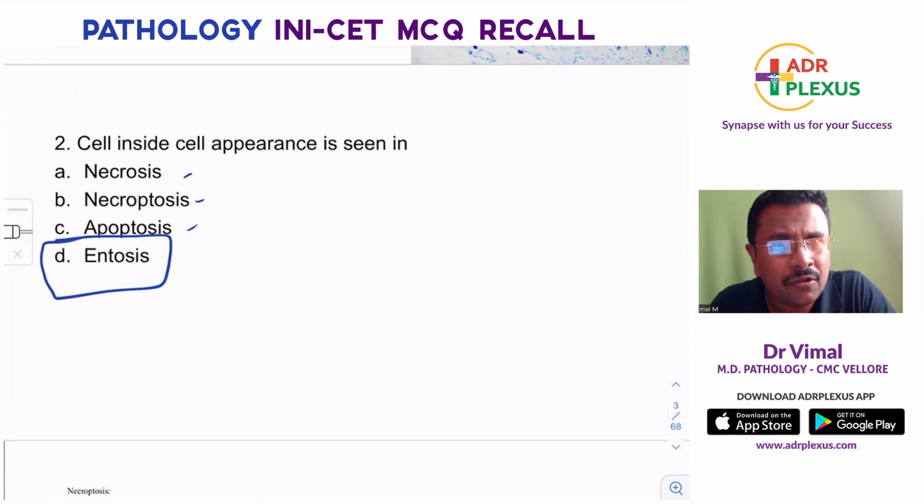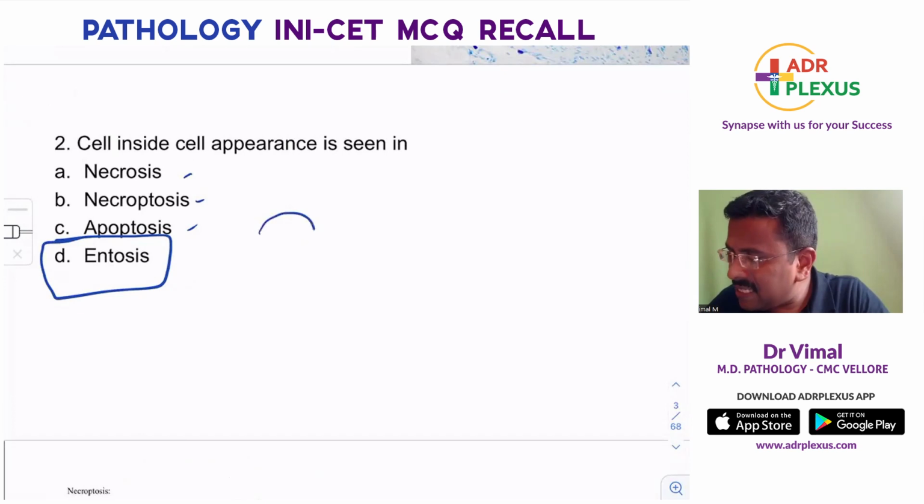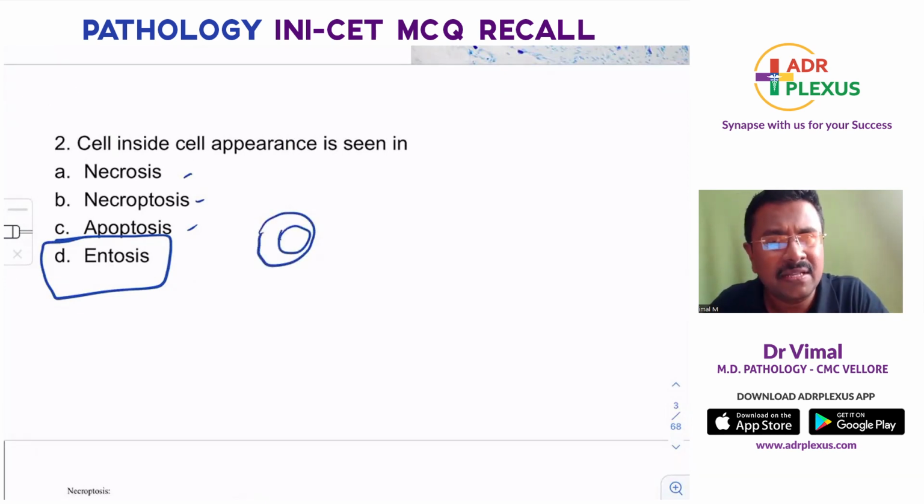So entosis, this terminology may be new to some of you, but it's actually quite an old terminology, previously a very well-known one. The Robbins 10th edition has not mentioned this, which means it is somewhat outdated. Entosis is nothing but a cell, and inside the cell you will have another cell. This is the cell-inside-cell appearance.